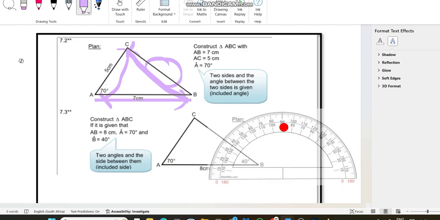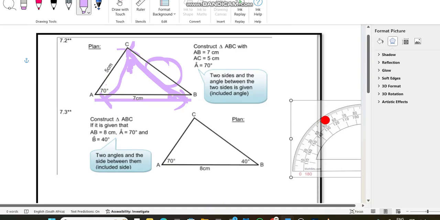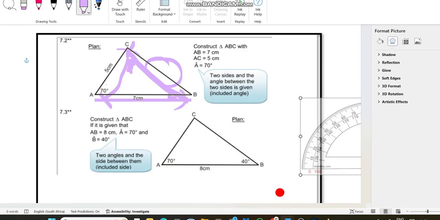So I want you to construct it. Then I want you to go take your protractor, go measure C, go measure B, put in the angles, put in all your information. Once you have that, I would like you to come to me so we can actually look at your construction and then all your information and see if you constructed it correctly.